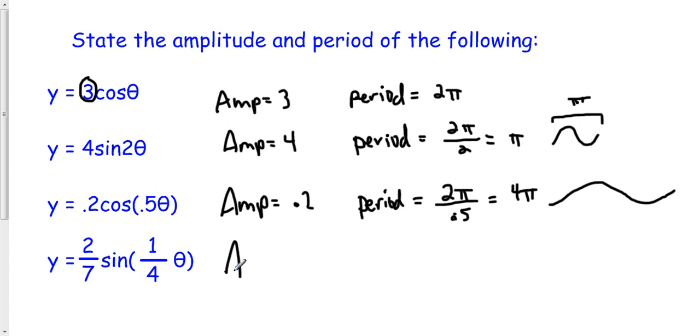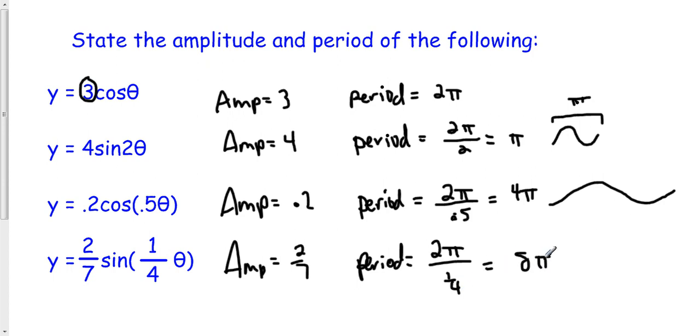Okay, and then last one here, the amplitude is going to be 2/7, and the period is going to be 2 pi divided by 1/4. So that ends up being 8 pi. So this is going to be really stretched out.